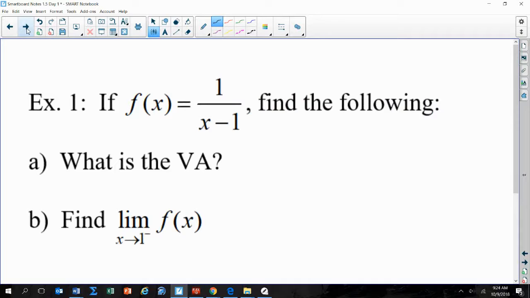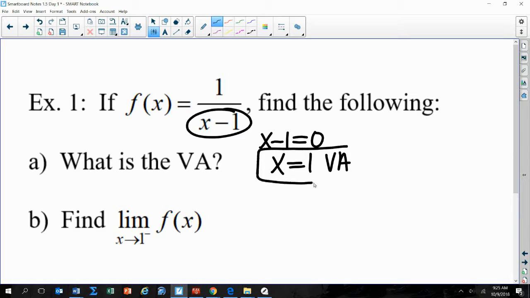So in the first example, it says find the vertical asymptote. Someone tell me. Wyland, where would the vertical asymptote be for that function? 1. Excellent. And how we find that is we have a factor in the denominator. We set it equal to 0 and solve for x. So I'd add 1 to both sides. And I would get that we have a vertical asymptote at x equals 1.